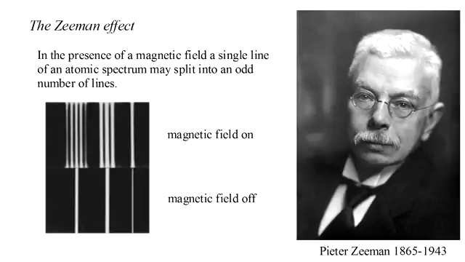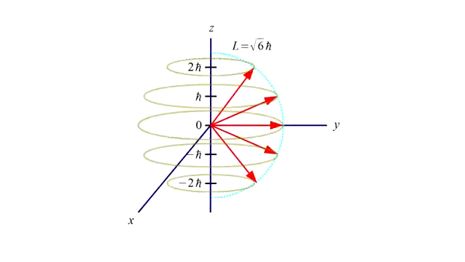With no magnetic field, we observe 3 single spectral lines. In the presence of a magnetic field, the right line stays single, the middle line splits into 3, and the left line splits into 5. This is precisely what we would expect to observe if an atomic dipole had 5 possible orientations with respect to the magnetic field, as would be the case for a d orbital with L equals 2.